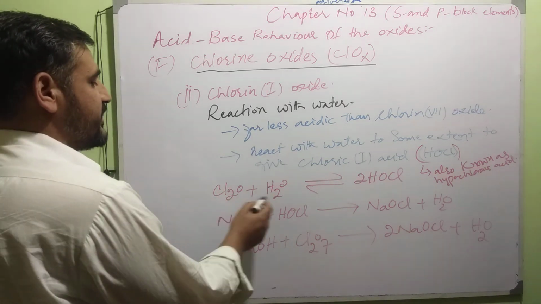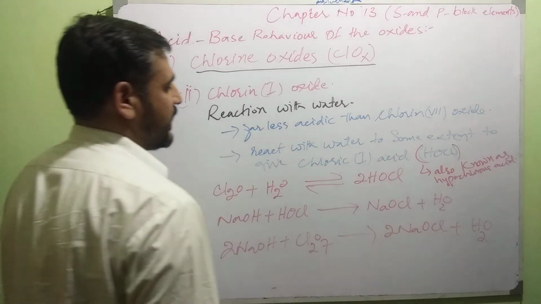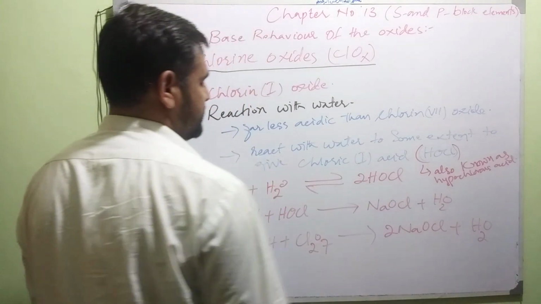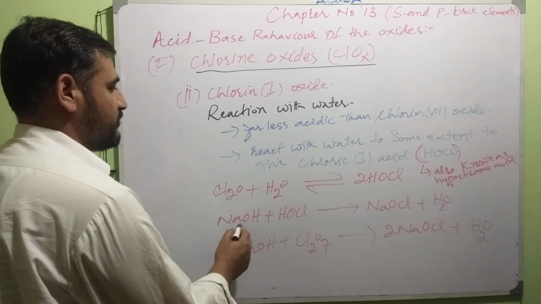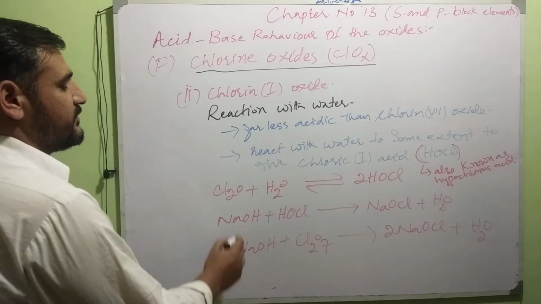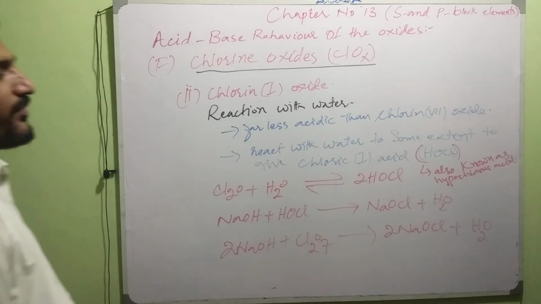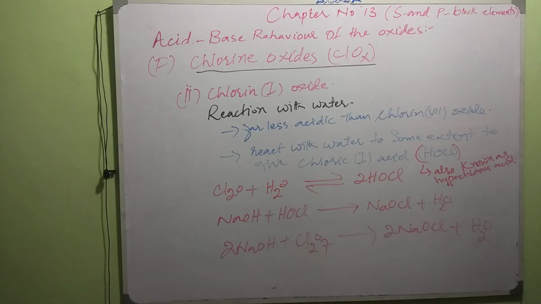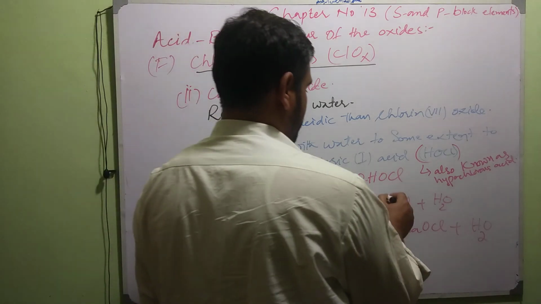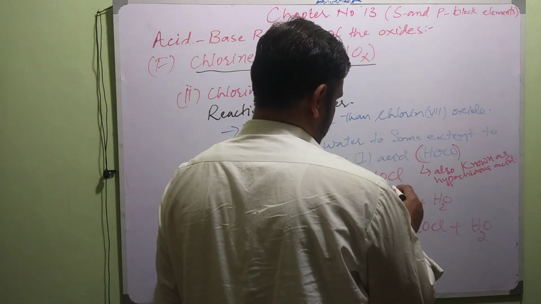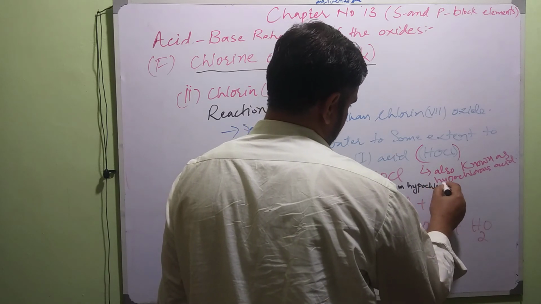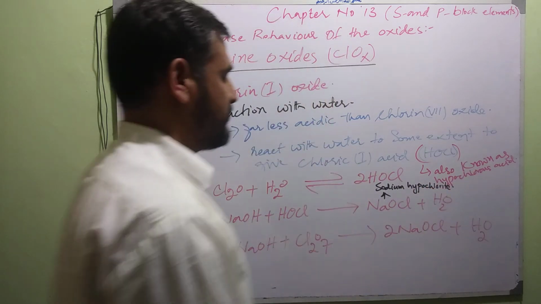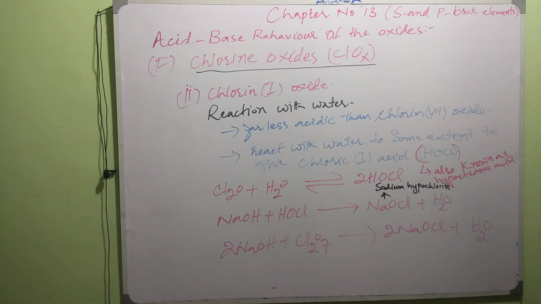Chlorine monoxide reacts with water and gives hypochlorous acid, and this hypochlorous acid reacts with base. When we react this hypochlorous acid with base, it gives sodium hypochlorite, salt, and water.